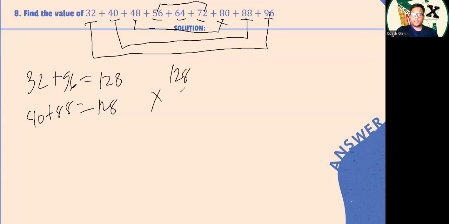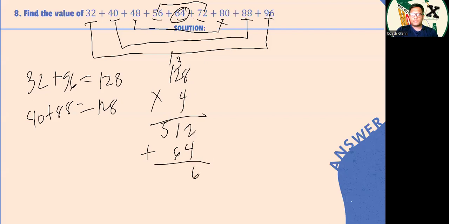So we need 128 times 4. 4 times 8 is 32. 4 times 2 is 8. 8 plus 3 is 11. 4 times 1 is 4. 4 plus 1 is 5. So we have 512. But we still have 64 left, so we need to add that back also. 512 plus 64: 2 plus 4 is 6. 1 plus 6 is 7. Bring down 5. So that's 576. So our final answer should be 576.